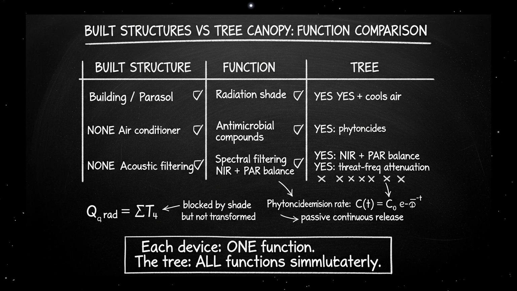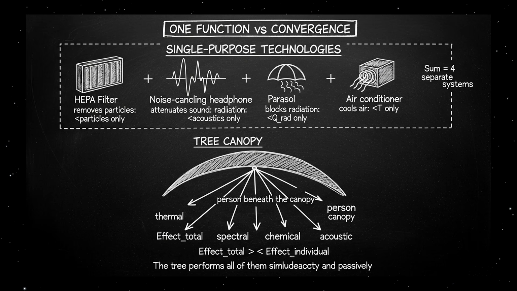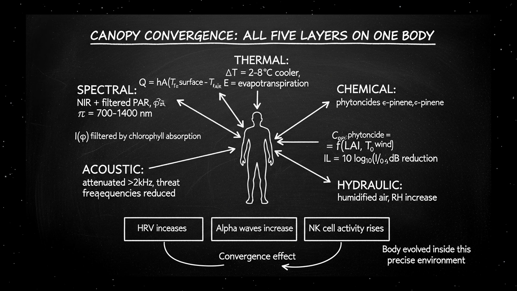A parasol blocks radiation. An air conditioner cools air. A HEPA filter removes particles. A noise-canceling headphone attenuates sound. Each of these addresses one function. The tree performs all of them simultaneously, passively, continuously, concentrating every benefit directly beneath its canopy, at the precise location where a person would naturally choose to sit.